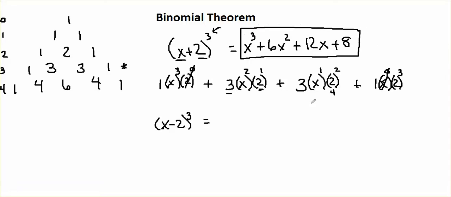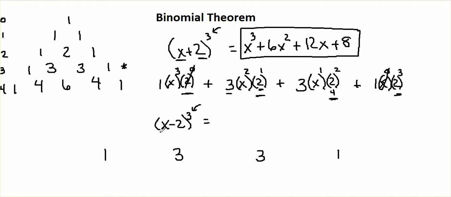So how is that going to be different if you had x minus 2 cubed instead of x plus 2? Well, we're going to do the same exact thing, but for our second term, instead of putting a positive 2, we're going to put a negative 2 in, because that's the sign in front of that number. So let's go ahead. We're going to look for row 3 in our Pascal's triangle and write those numbers out: 1, 3, 3, and 1.